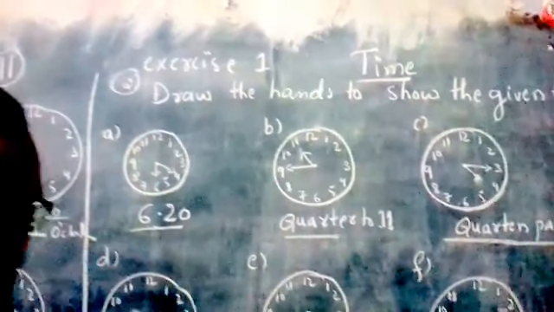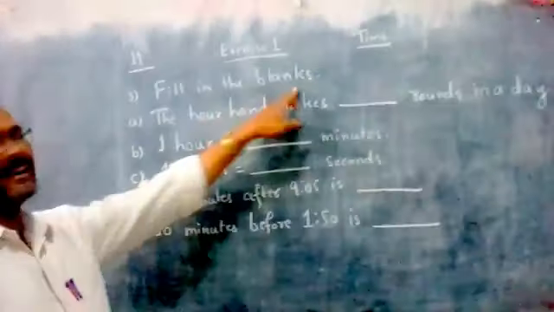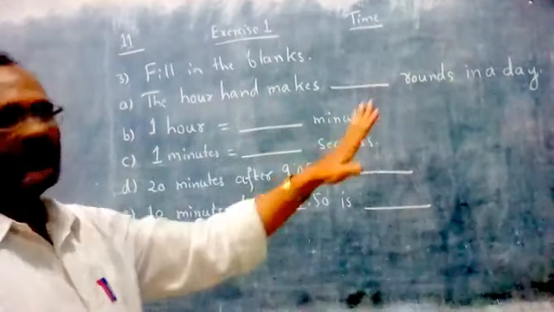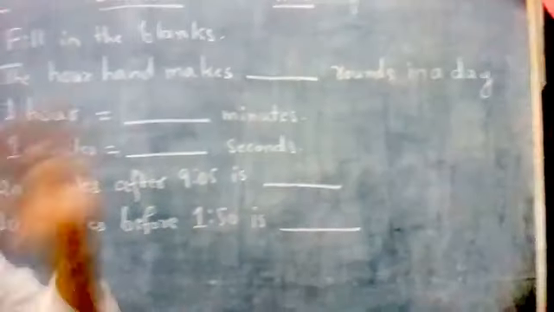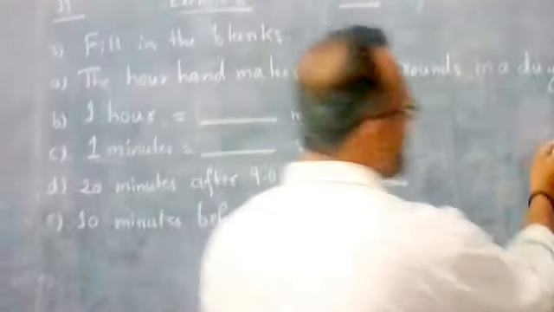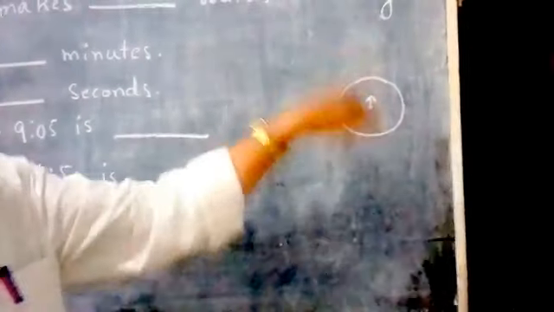Now we come to the question number 3 session. Here we have our next question, the third question. Fill in the blanks. Some sentences are given and we have to find the right answer. The hour hand makes dash rounds in a day. We should know how many rounds the hour hand does. The hour hand is the short, small hand, whereas the long hand is the minute hand. In one day how many rounds does it have to take?